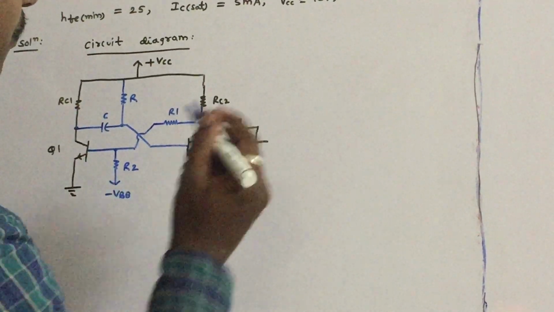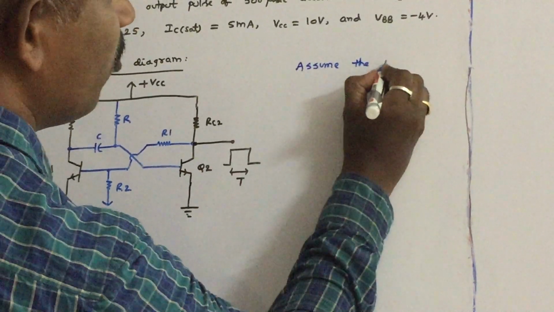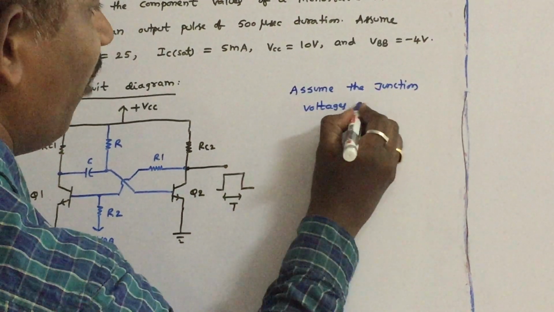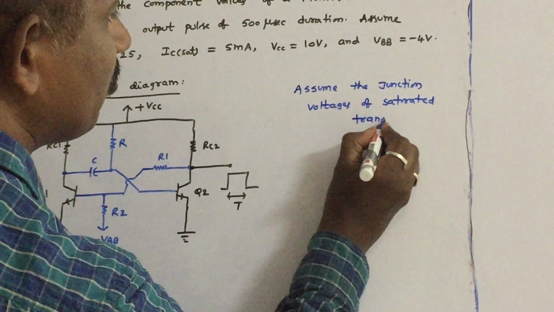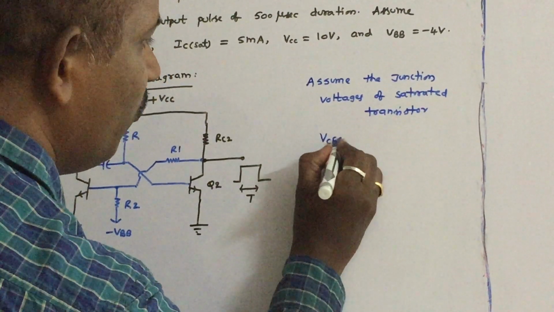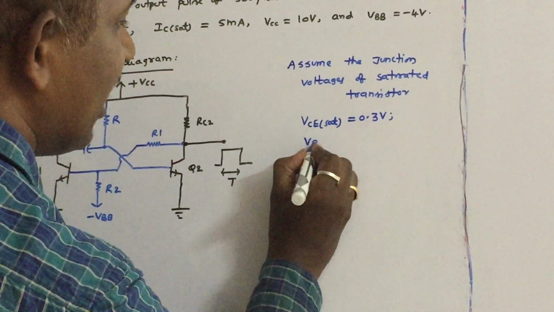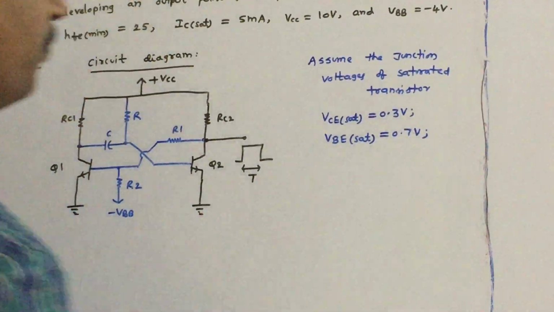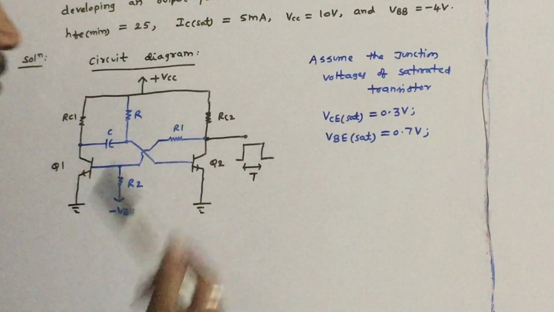For this purpose, assume the junction voltages of a saturated transistor. Generally for all problems assume VCE saturation is equal to 0.3 volts and VBE saturation is equal to 0.7 volts. These are the common assumptions. Whichever transistor is in saturation, we take these two values.